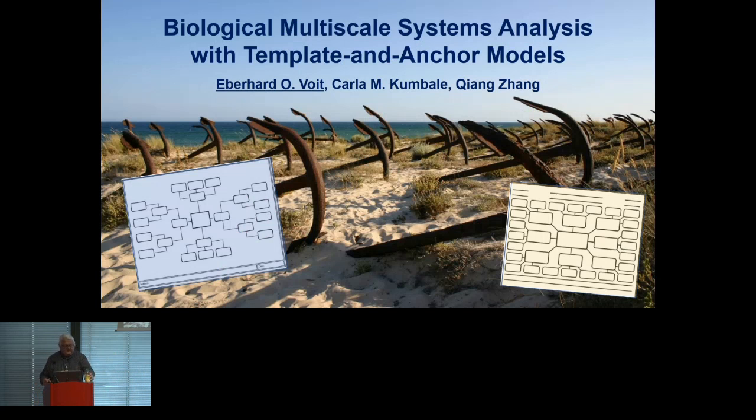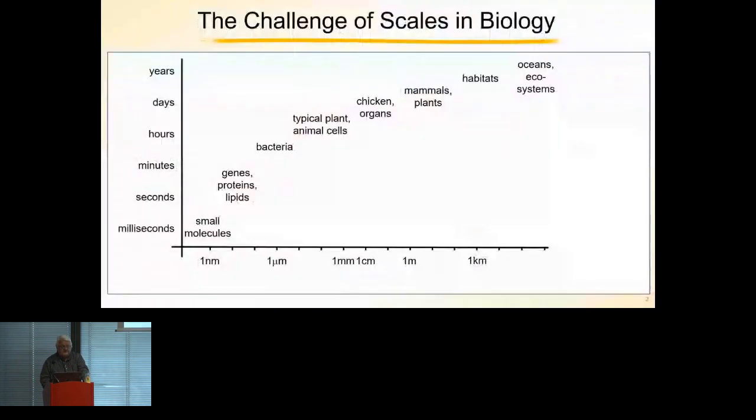So the project I want to talk about today has to do with the effects of an environmental pollutant on human health. And it affects the molecular level, the physiological level, and so on. So we are talking about multi-scale systems, and I want to show you an approach that we adapted to be useful for multi-scale analysis and exemplify it with this project I mentioned. And this is called a template and anchor approach.